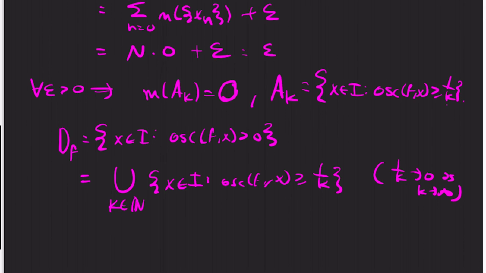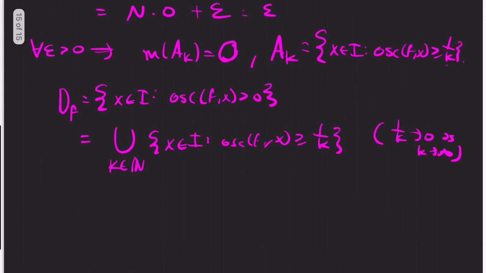So you really could do something different here. It doesn't have to be 1 over k. It could be 1 over k squared. It could be anything as long as that expression goes to 0 and it's a countable union here. So this is precisely the A_k's.